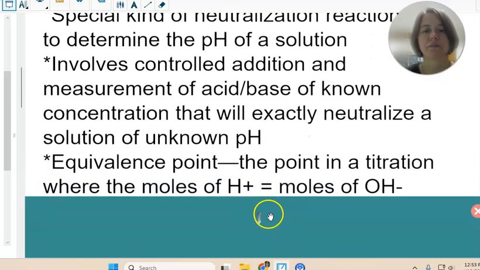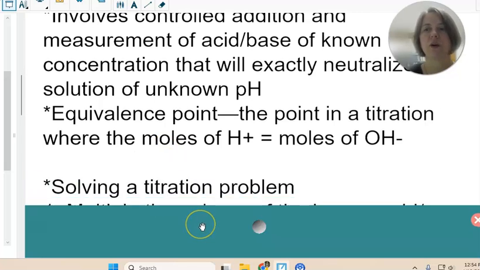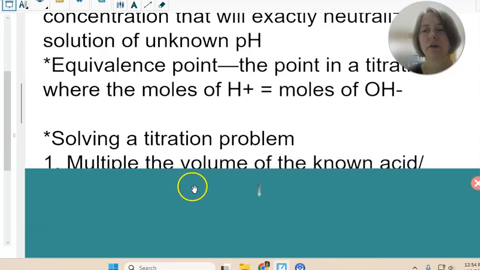It also involves this thing called the equivalence point, which is the point in a titration where the moles of hydrogen ions is the same as the moles of hydroxide ions. So that's when it is titrated. Okay, so we're going to be solving titration problems, and this is how you solve them.